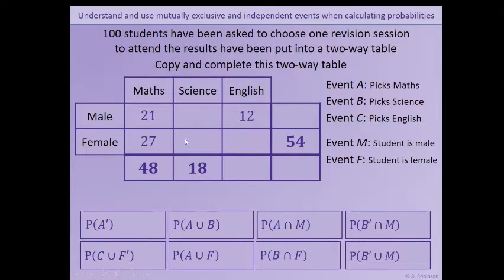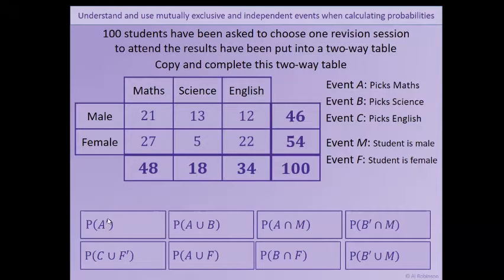Then if we look here, we can work backwards. We know that the total number of students is 100, because that's what they gave me in my question. Then I can just subtract 48 and 18 from 100 to find the total number studying English as well. And you work backwards to fill out the rest of them, okay? Hopefully that was nice and easy, just filling out the table.